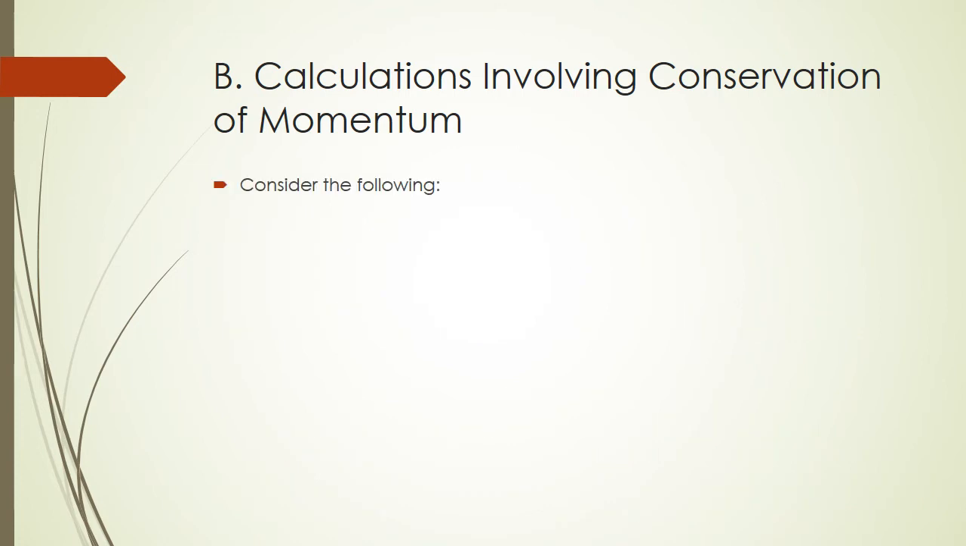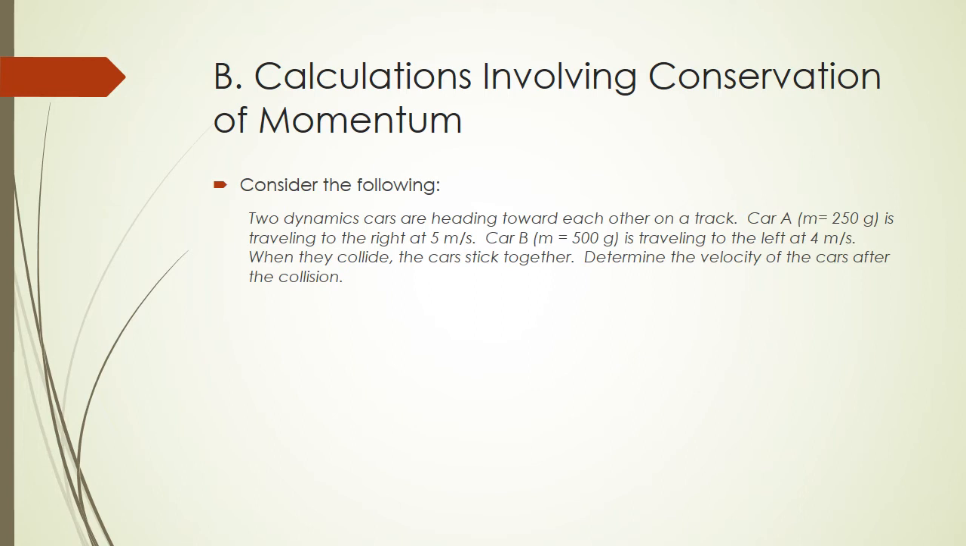Again, consider the following. Two dynamics cars are heading towards each other on a track. Car A, mass equal to 250 grams, is traveling to the right at 5 meters per second. Car B, mass equal to 500 grams, is traveling to the left at 4 meters per second. When they collide, the cars stick together. Determine the velocity of the cars after the collision.